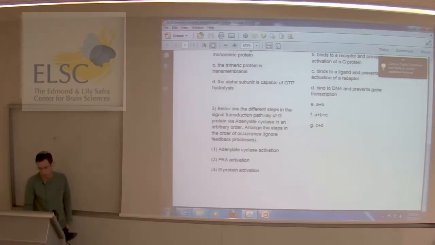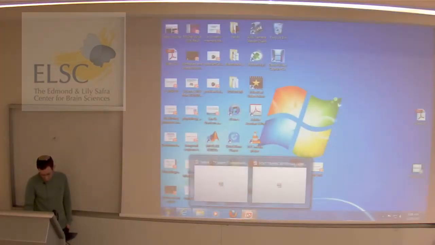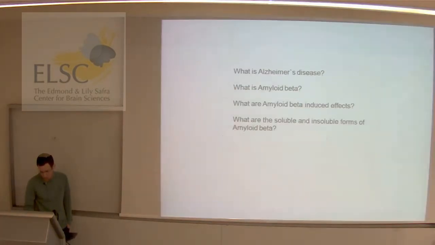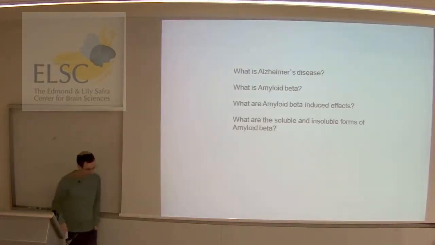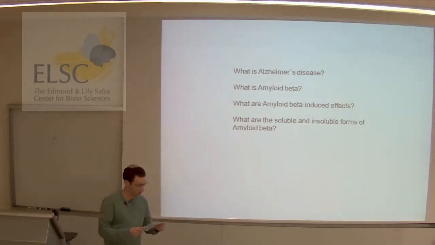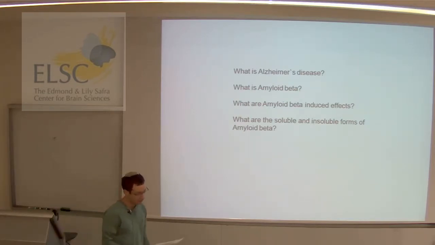Okay, so that was G protein coupled receptors. So let's now move on to the paper. The title is: Amyloid beta protein dimers isolated directly from Alzheimer's brain impair synaptic plasticity and memory.